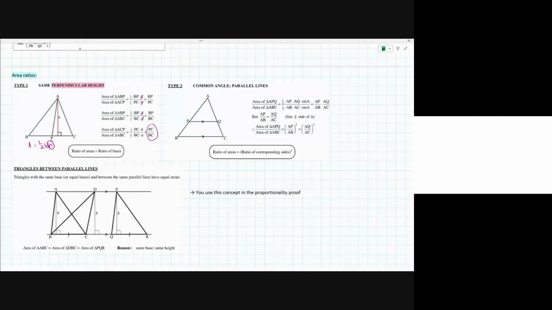And then the other type of scenario that we can give you is where you have these parallel lines where you create this common angle. So angle A at the top, there's a common angle between both triangles.